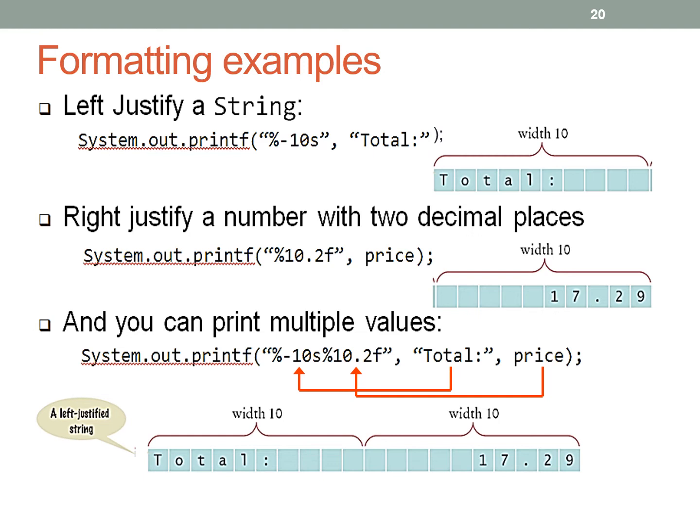Within one printf statement, we can print multiple values, but we need to make sure that the items match the specifiers. For example here, %-10s to match with the string total and %10.2f to match with the double price. Only the string total is left justified, as %10.2f does not contain the minus sign.